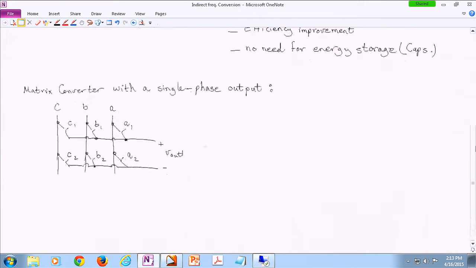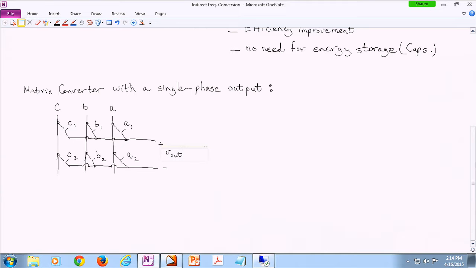All right, so A1, B1, and C1, that rule applies: at any given time, only one of them should be on, one and only one. And also for A2, B2, and C2, same story. So I have three states on the top row and three states in the bottom. So 3 times 3, I have a total of 9 possibilities.